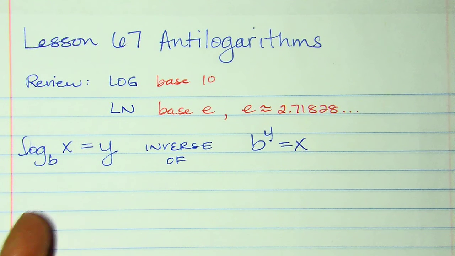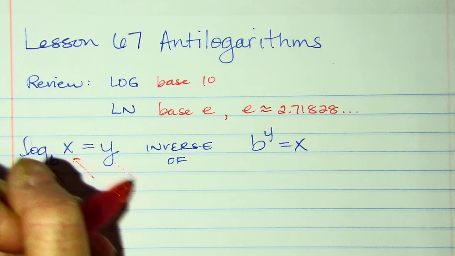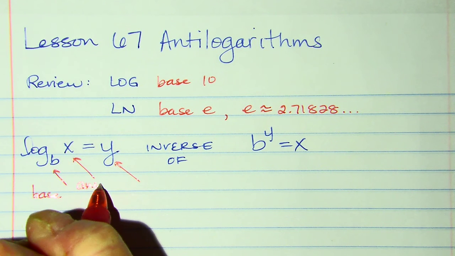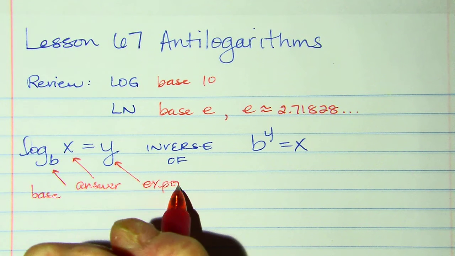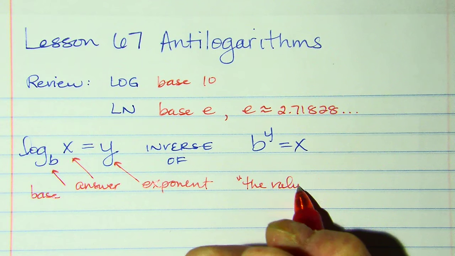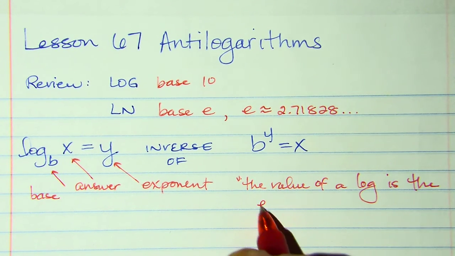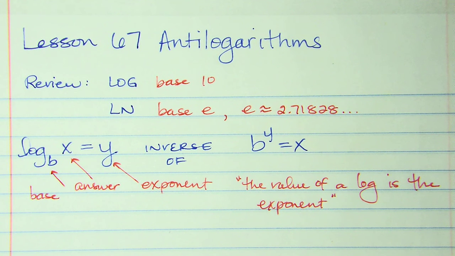I'd also like to review logarithms themselves. So a log is the inverse of exponential. And so when I write a logarithm, I have three parts. I have my base, I have my answer or argument, and I have my exponent. Now, this means that the value of a log is the exponent. So the answer to a logarithm is the exponent that would make the statement true.